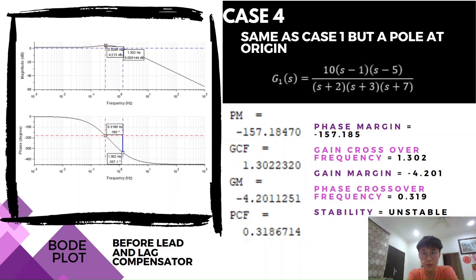For the case 4, the predefined function is same as case 1, but a pole is at the origin. So we can see the result after using Scilab is phase margin is negative 157.185. The gain crossover frequency is 1.302. The gain margin is negative 4.201, and the phase crossover frequency is 0.319. As we can see from the plot, the stability of this system is unstable.